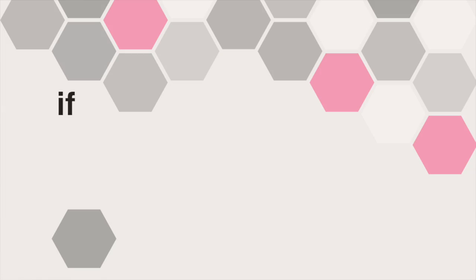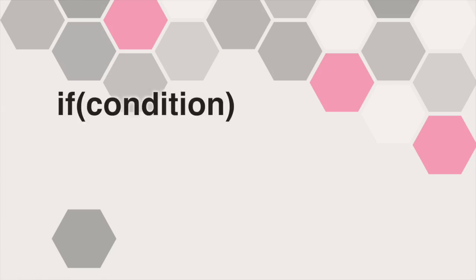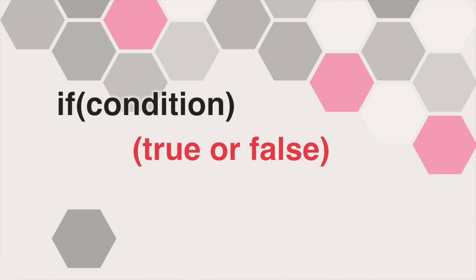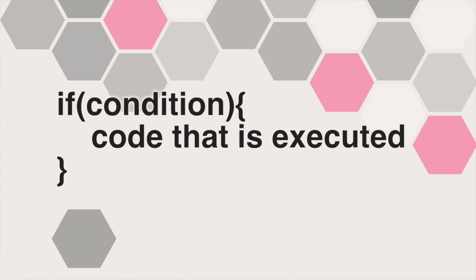They're in there. So the way they work, you have the word if, and then you have some condition, which is a true or false statement, and then a chunk of code that's executed if that statement is true. If the statement is false, then it skips it.